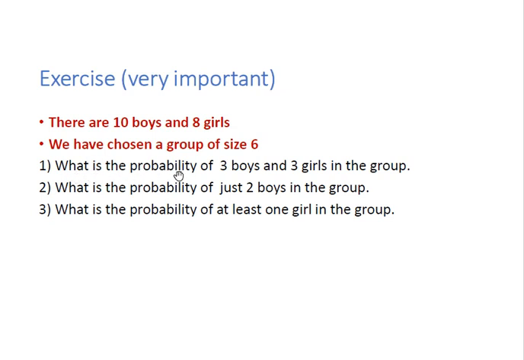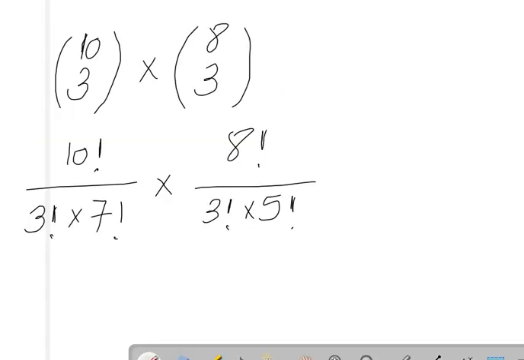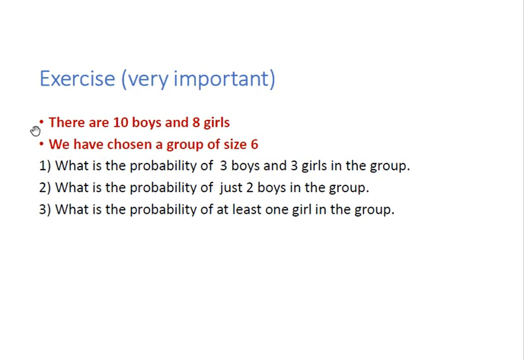What is the probability? It's not a counting problem, it's the probability. What is the probability of 3 boys and 3 girls in the group? So we need at first the number of outcomes in S. But for calculating the number of outcomes in S, just look at these 2 red lines. A group of 6 people from 18 people.